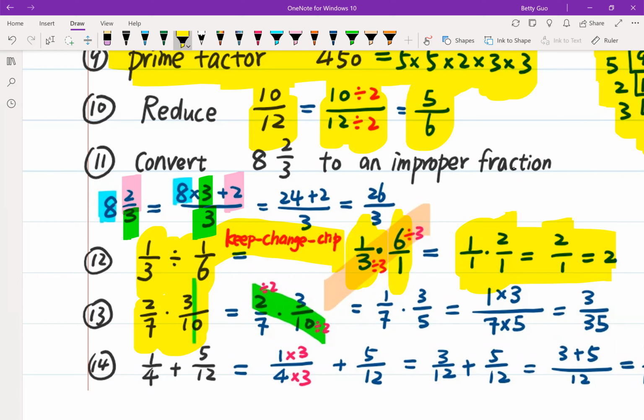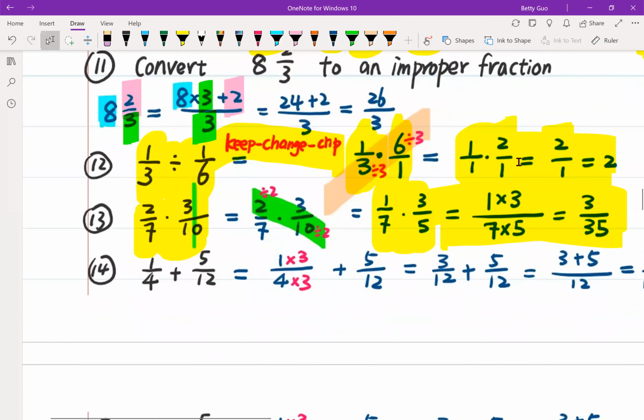Left top, right bottom, 2 and 10. These two numbers have a common factor 2. So we can divide both 2 and 10 by 2. Then 2 will become 1, 10 will become 5. The two fractions become 1 over 7 times 3 over 5. Multiply across, 1 times 3 is 3, 7 times 5 is 35. 3 over 35 is the product.